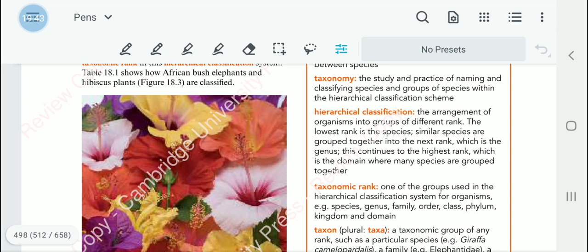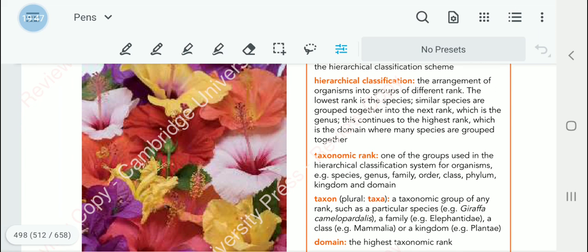Leave a line, put a star and write down. This is the most important point here. Hierarchical classification: the arrangement of organisms into groups of different rank, where the lowest rank is the species and the highest rank is the domain.